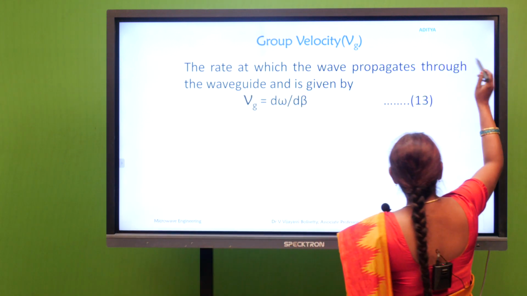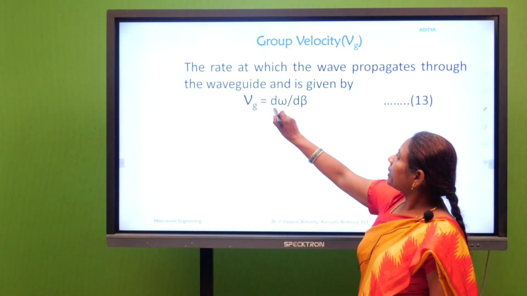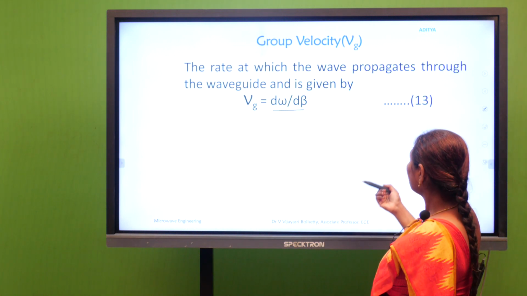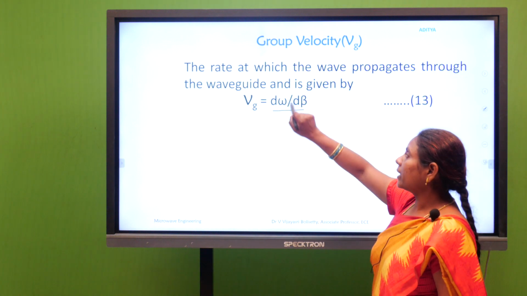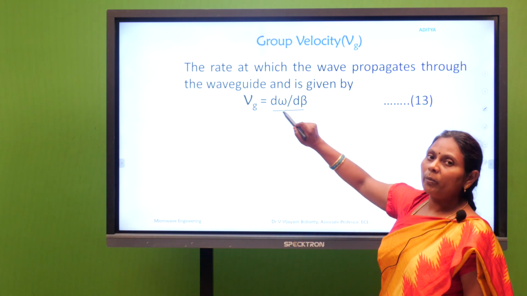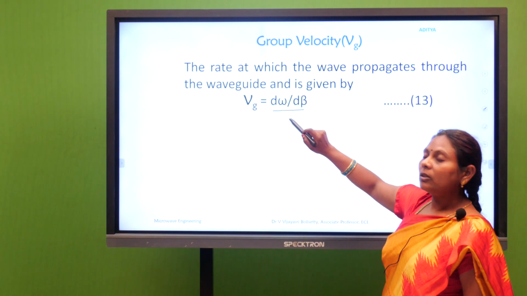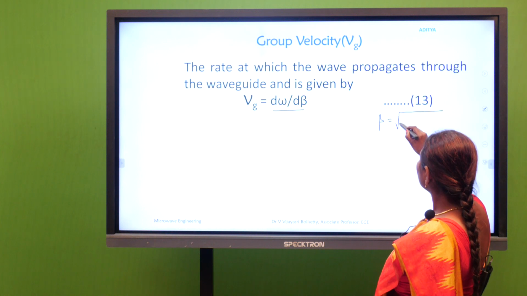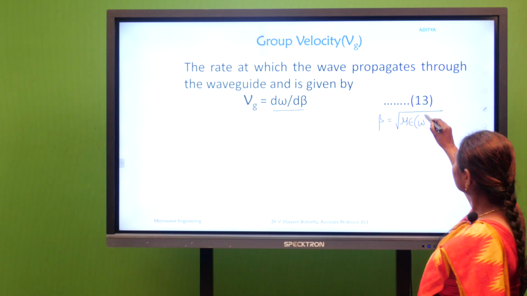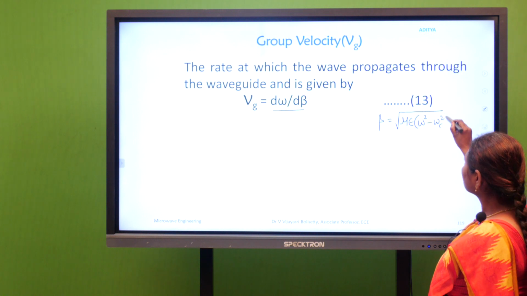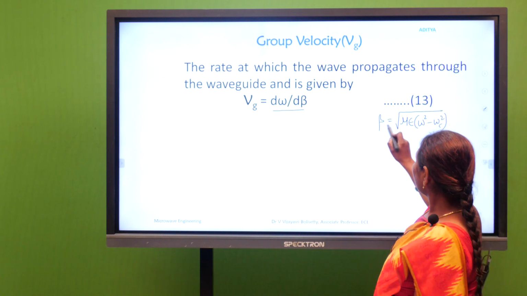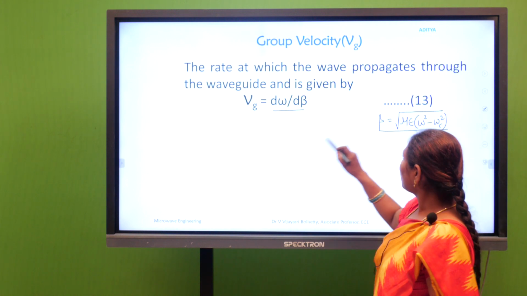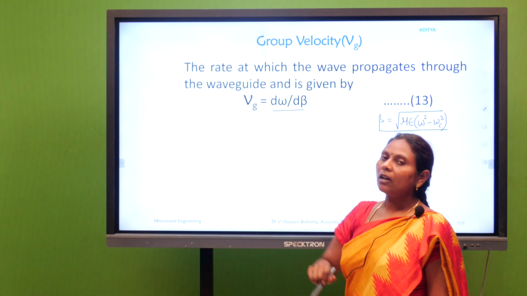So let us represent this group velocity, and to obtain this d omega by d beta we need to derive the expression for beta. Beta we can express in terms of omega and omega c. Okay, so beta we have taken as equal to root mu epsilon times root of omega square minus omega c square. We have this relation. So by using this relation, in which beta and omega are related, if you differentiate this equation we can get this group velocity.